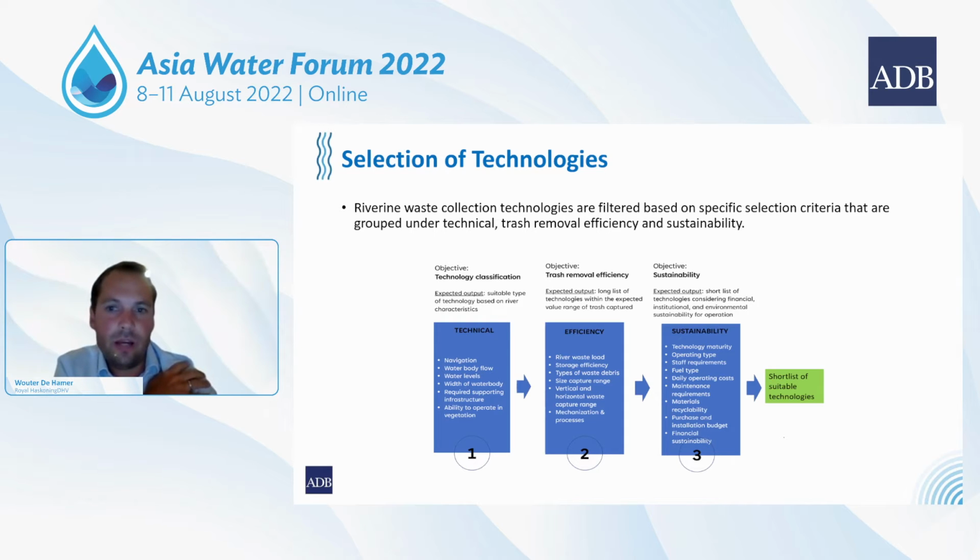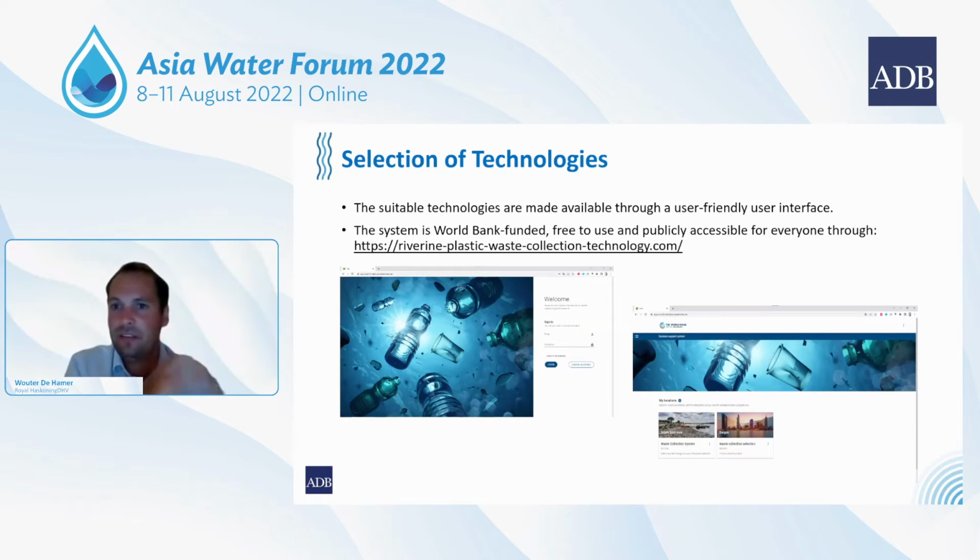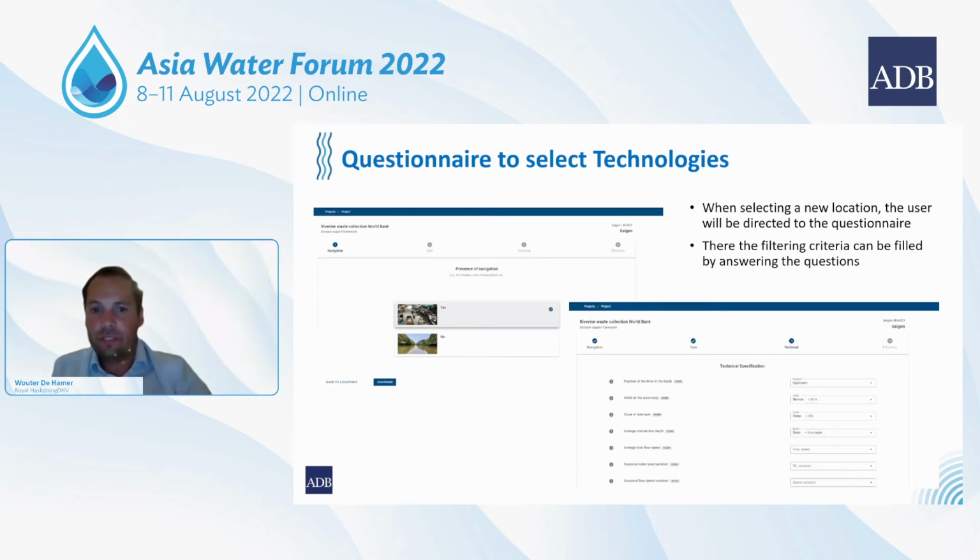I just want to show now how it looks. It's in an internet browser. So if you go to this link, you will arrive at this login page. You can make an account, so all the information that you have been filling in before is stored, and you can retrieve it going forward. You can fill in your location, your river characteristics, and then you will go through a questionnaire on your specific river.